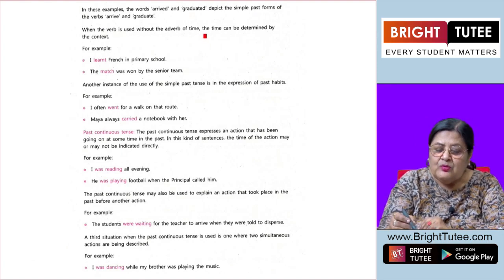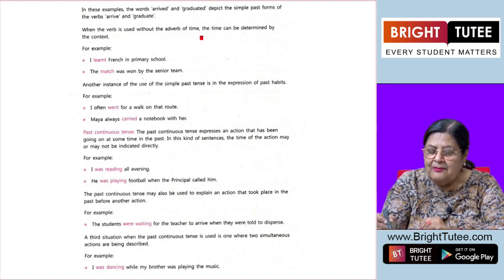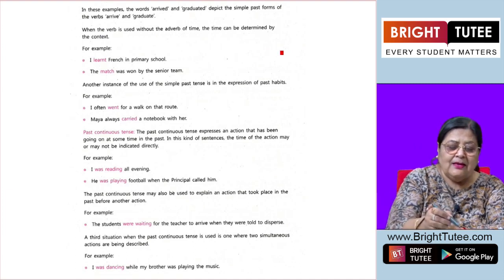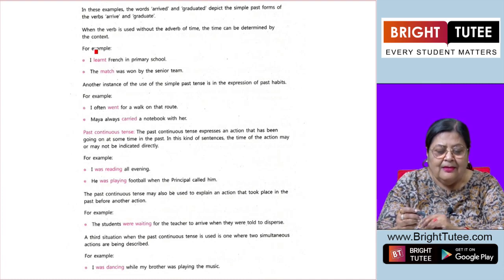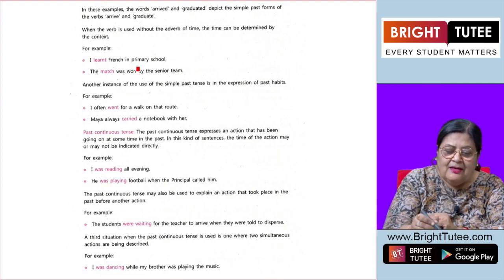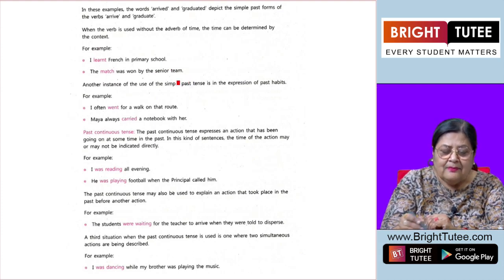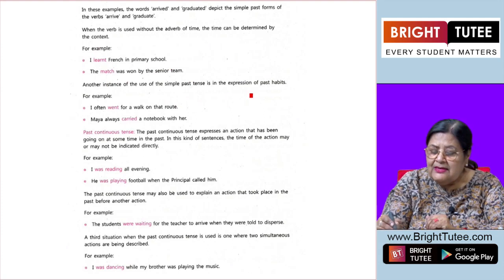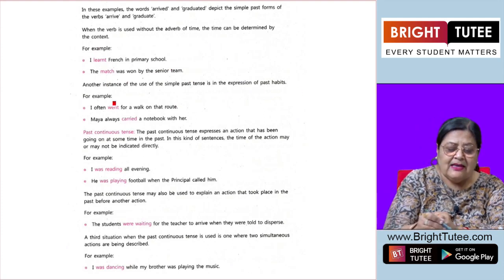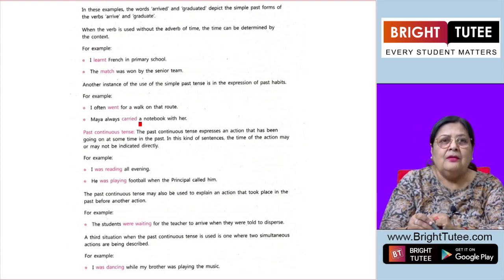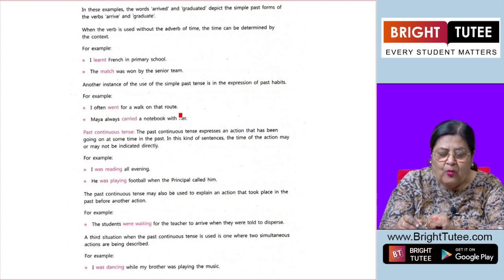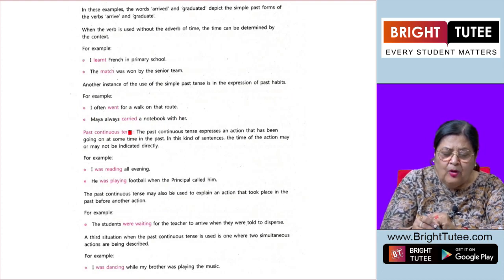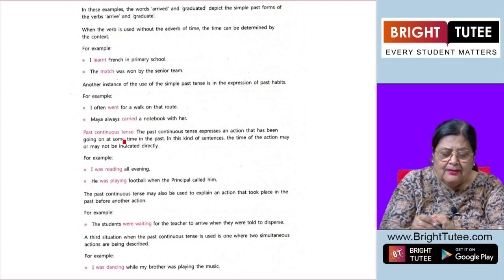When the verb is used without an adverb of time, the time is to be determined by the context. If you don't use the adverb, then it will be like: I learned French in the primary school. The match was won by the senior team. For instance, simple past is also used for the expression of past habits, for example: I often went for a walk on the route. Maya always carried a notebook with her.